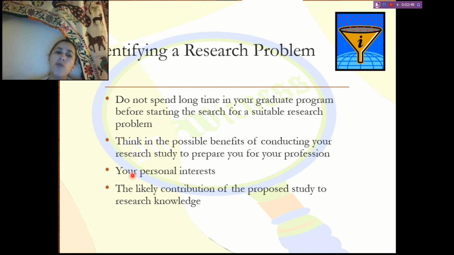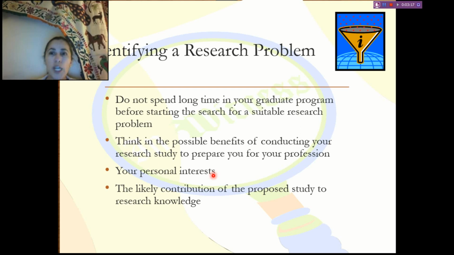Another thing you have to think about is your personal interest. If you retire, what will you do tomorrow? What is your passion? Passion is important because you will spend 1 or 2 years writing a dissertation, and I want you to make sure that you have passion for that dissertation, that you really like it, that you really enjoy reading the articles and challenging yourself. If you don't have passion, it will be very difficult for you. So your personal interest is very important.